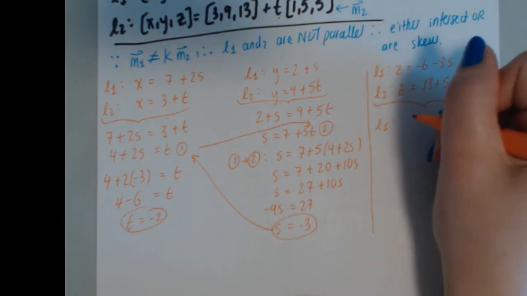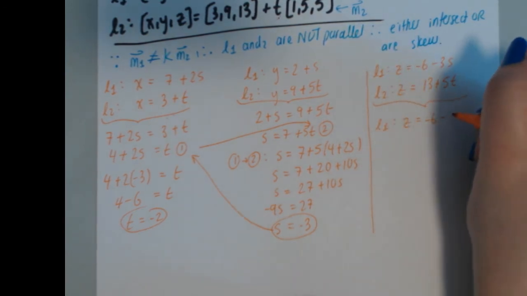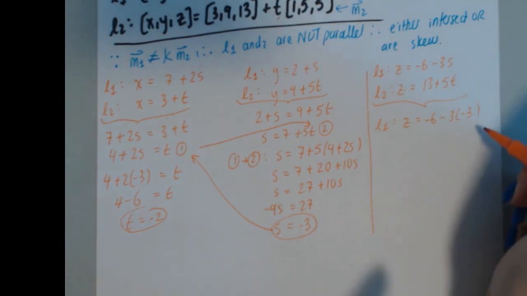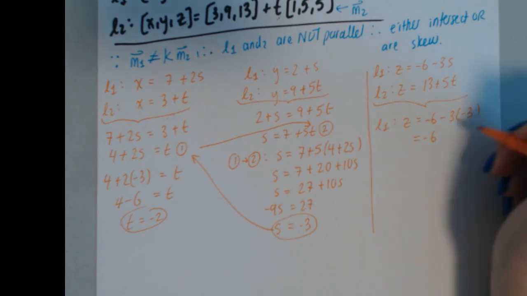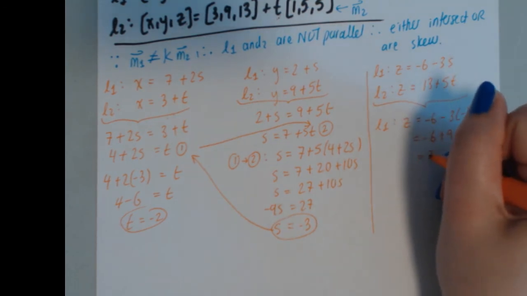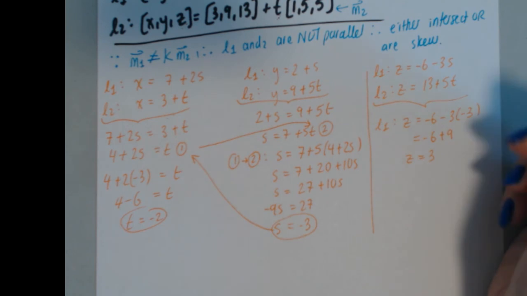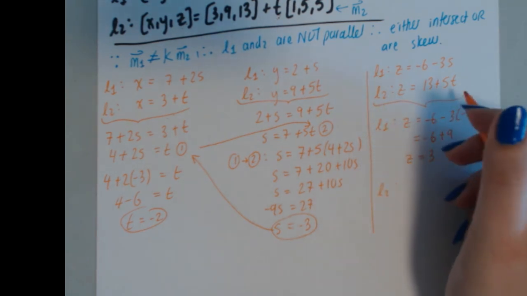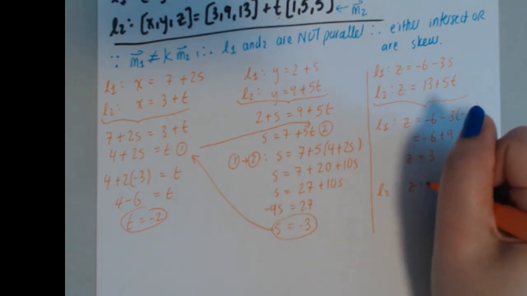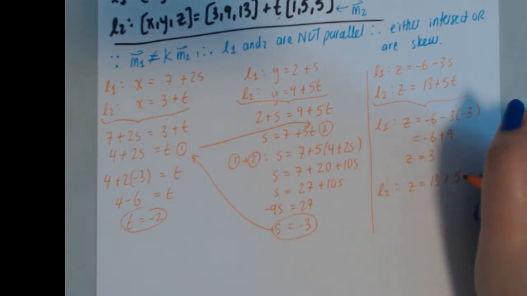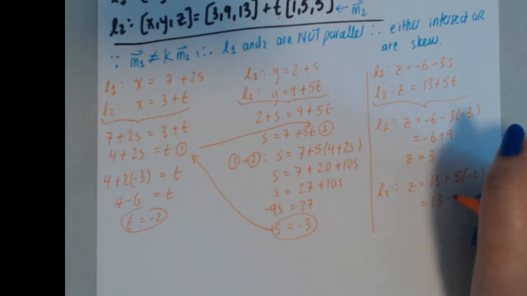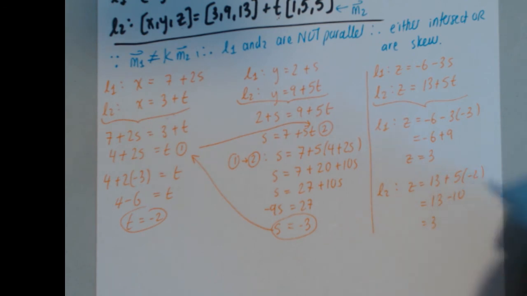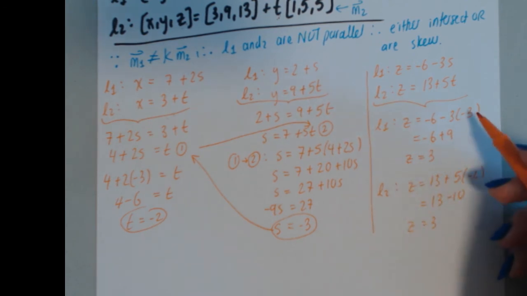So L1, Z is equal to -6 minus 3 times -3. Right, that's S. So -6, -3 times -3 is +9. So -6 plus 9, and we have 3. All right. Now, if I plug in for L2, I have Z is equal to 13 plus 5T. So T is -2. 13, 5 times -2, that's -10. So 13 minus 10, that is also 3. So it is the same value.